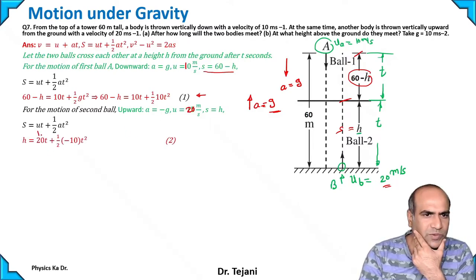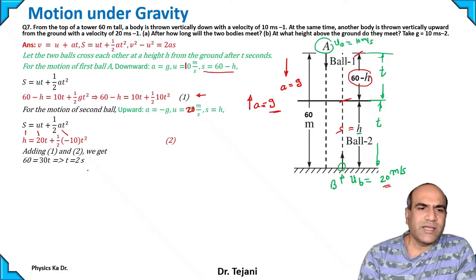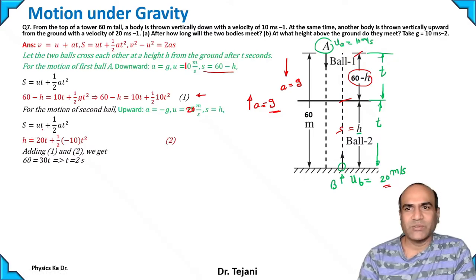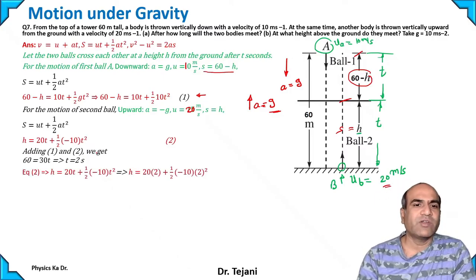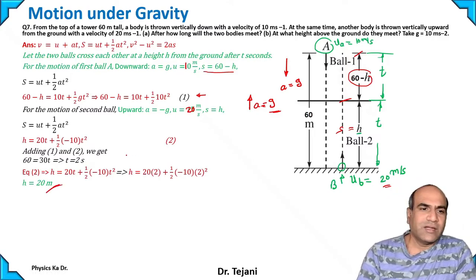So u is equal to 20, s is equal to h, a is equal to minus 10, t square. Just add 1 plus 2, you can have t is equal to 2 seconds. It is taking 2 seconds for them to meet. Second is height, we need to find height, so put this value of 2 in one of the equations, you can find height, h becomes 20 meter, right?